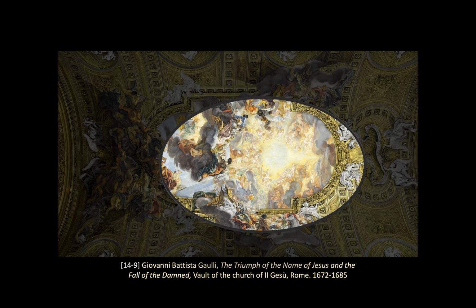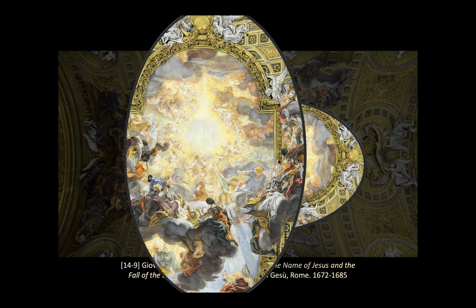The center of the composition is a blinding white light. Clouds and angels gravitate upwards towards this light. And if you look closely, in the dead center, there's a floating cross, along with a monogram of Jesus and the insignia of the Jesuits. Keep the Jesuits in mind. We're going to come back to them in just a second.